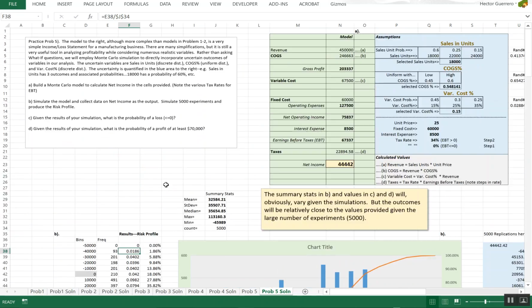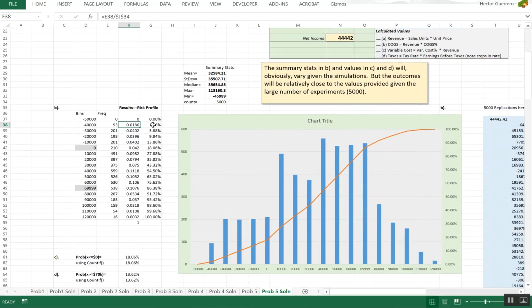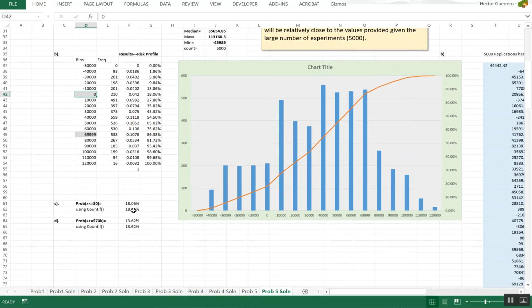The first question I ask is, given the results, what is the probability of a loss? 0 or less. So here's 0 or less. 18.6 is the value that I get here. I can replicate that value also by doing a COUNTIF in the Prob 5 data, the named range for my data. I will count the number of less than or equal to zeros and divide by 5,000. I get the same value.